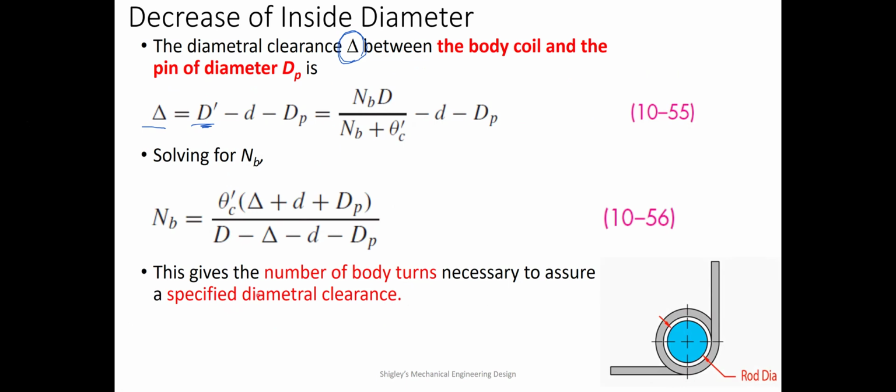So from the design point of view, we have to know the number of body turns necessary to ensure the specific diametral clearance. You want the clearance, the gap or spacer, between the rod and the inner diameter of the torsional spring.